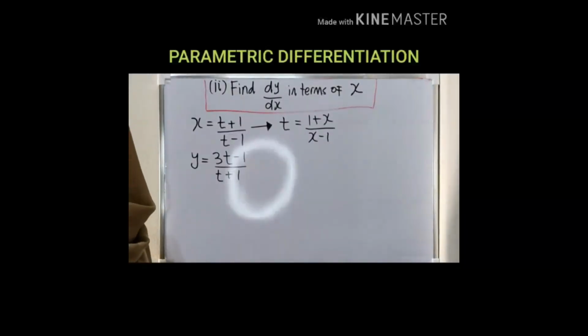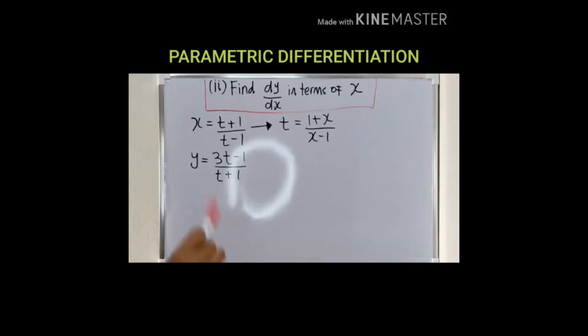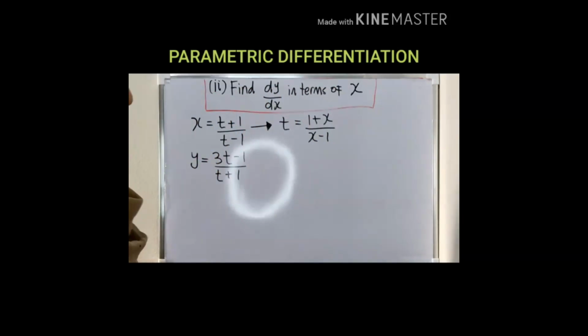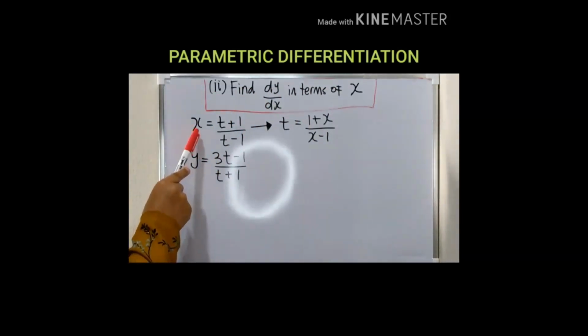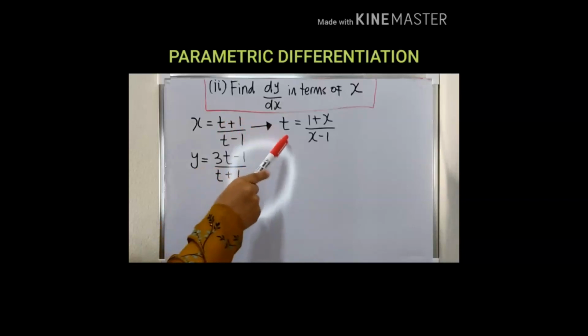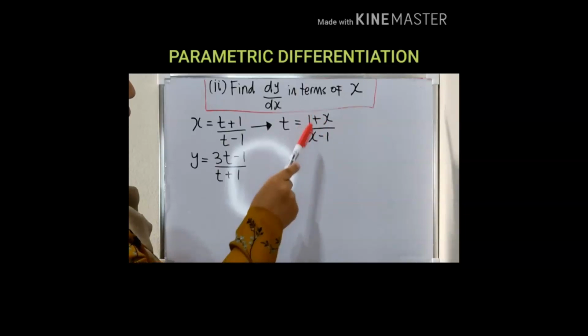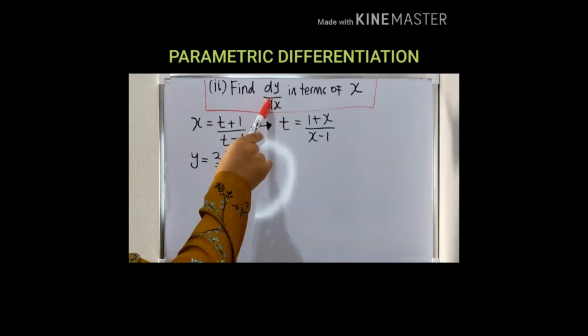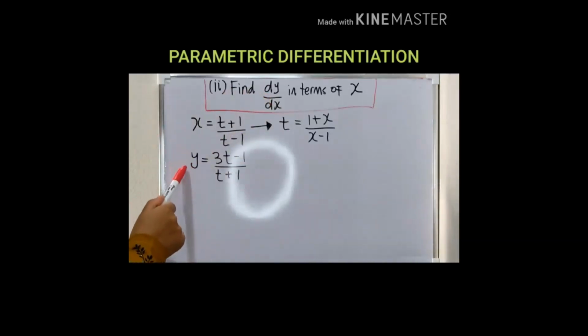Okay, from the previous slide, you already found x prime t, y prime t, and also dy/dx in terms of t. Now in example 2, you are asked to find dy/dx in terms of x. Therefore, first step, you already have x, then you must get what your t is. From here, if you rearrange, you get t equal to 1 plus x over x minus 1. In order to get your dy/dx, you must substitute your t into your y, so that your y is in terms of x.